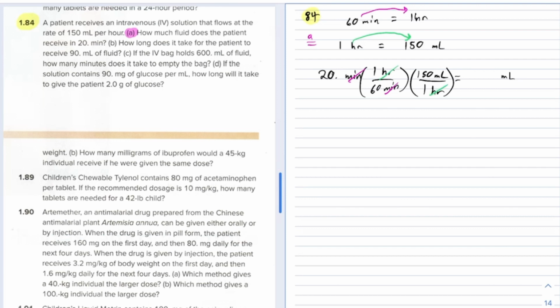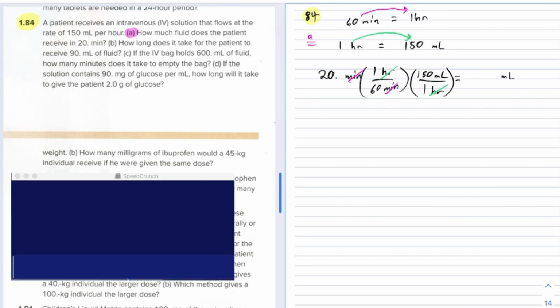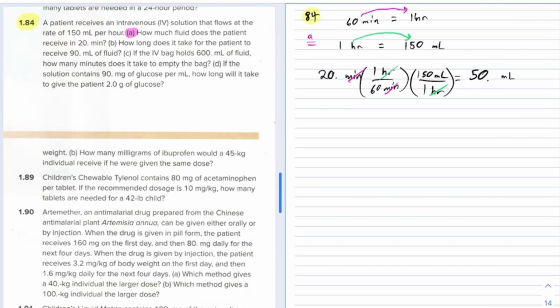And the math is pretty simple here, but we'll use a calculator. So 20 over 60 times 150. We didn't need a calculator for that. It's going to give you 50. 20 over 60 is 1/3, and 1/3 of 150 is 50. So that's going to be 50 milliliters of fluid. Okay, now let's go to the next question over here on the left. That's B.